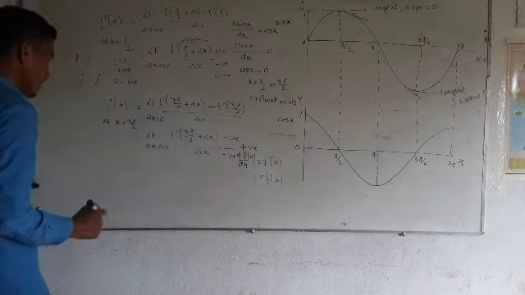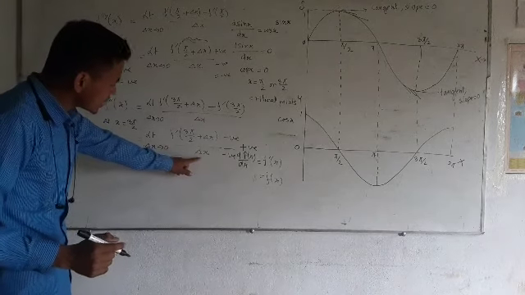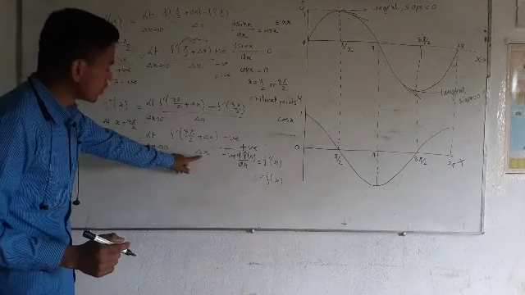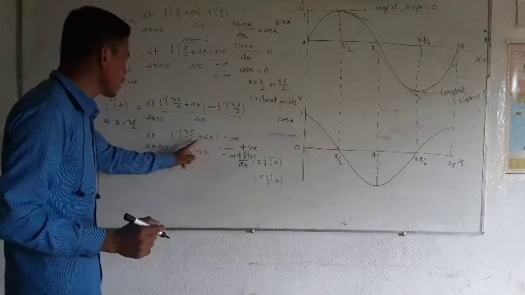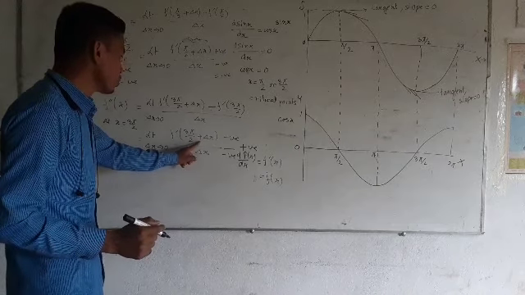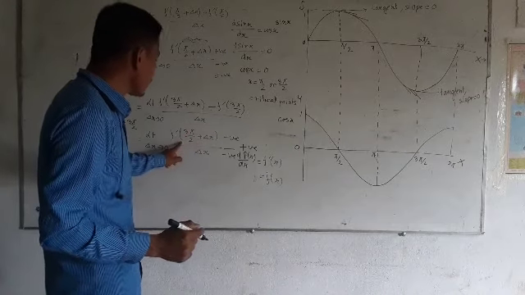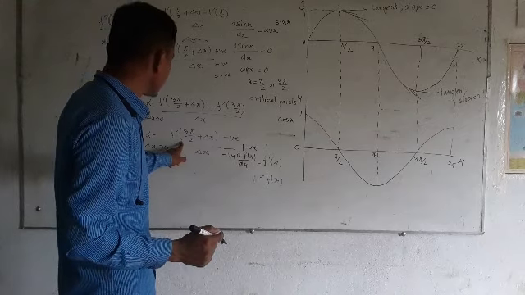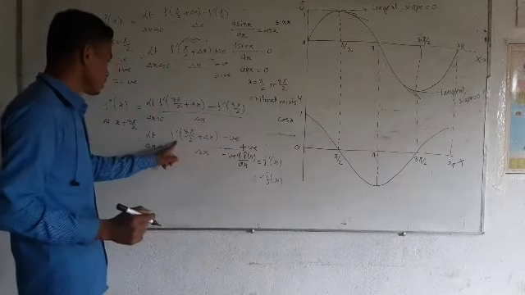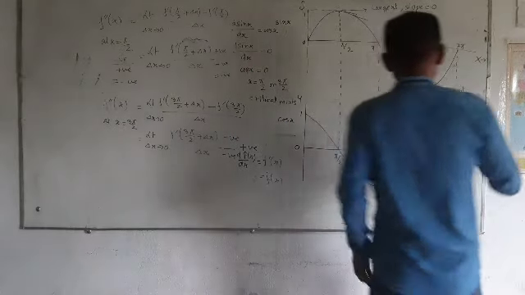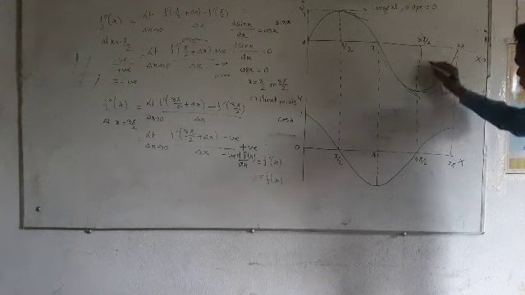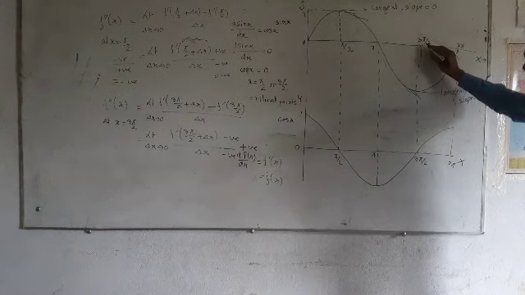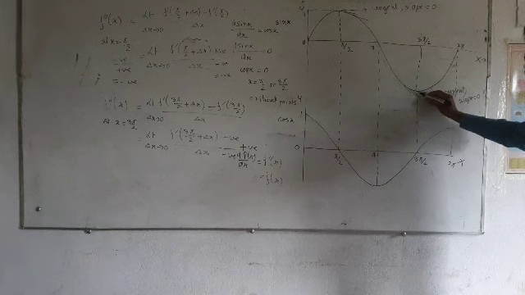Again, if delta x is taken to be a positive value, then a positive value added to 3 pi by 2 will be larger than 3 pi by 2. Therefore, the slope of the graph represented by this function or this value will correspond to the slope of the points lying to the right of the vertical line touching the point 3 pi by 2. That is, points lying in this region. That is, in this region, the graph is increasing.